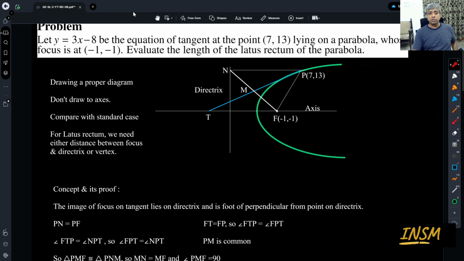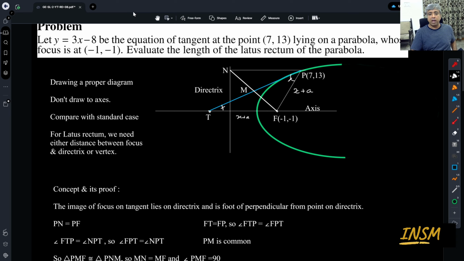So we take these two triangles, PMN and PMF. In this, you know that PF will be equal to PN. This is the property of the parabola. FT will be equal to FP. We know that FP for a point is x plus a in a parabola. In any parabola, the distance of a point from focus is x plus a. And the distance of the focus from the point where the tangent meets the axis is also x plus a. So since these two are equal, angle FTP and angle FPT will also be equal.